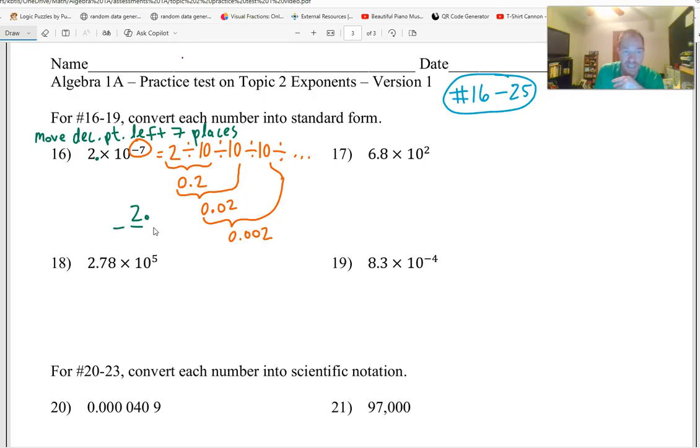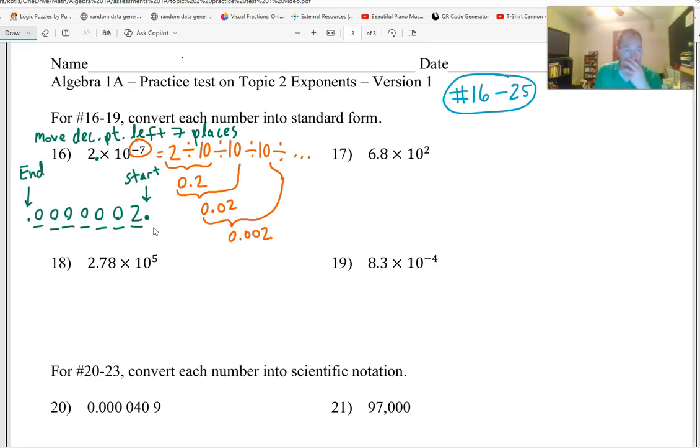Divide by 10 again, and we have to fill in a 0. Divide by 10, that's twice, 3 times, 4, 5, 6, 7. And this is where the decimal point is starting. When we multiply by 10 to the negative 7th, or divide by 10 7 times, this is where the decimal point would end. Okay.